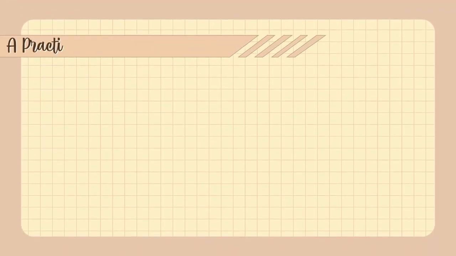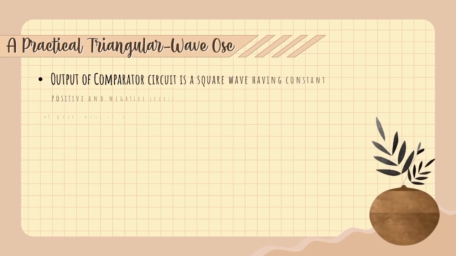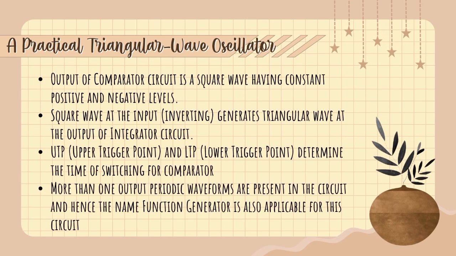So next is a practical triangular wave oscillator. In a practical triangular wave oscillator, the output of the comparator circuit is a square wave having constant positive and negative levels. The square wave at the input generates a triangular wave at the output of the integrator circuit. The upper trigger point and the lower trigger point determine the type of switching for the comparator, and more than one output periodic waveform is present in the circuit, and hence the name function generator is also applicable for this circuit.